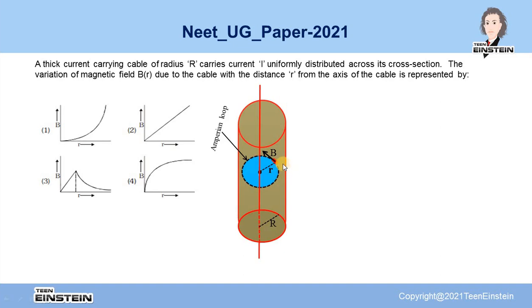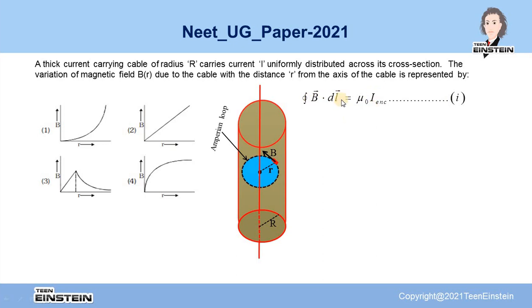You have to first draw the Amperian loop. Since we are calculating the magnetic field inside the cable, we draw an Amperian loop inside the cable, and that is the circular Amperian loop. Ampere's circuital law states that the closed integral of B dot dl is equal to mu naught into I enclosed. Here I enclosed is the current which is passing through this Amperian loop and perpendicular to its plane.